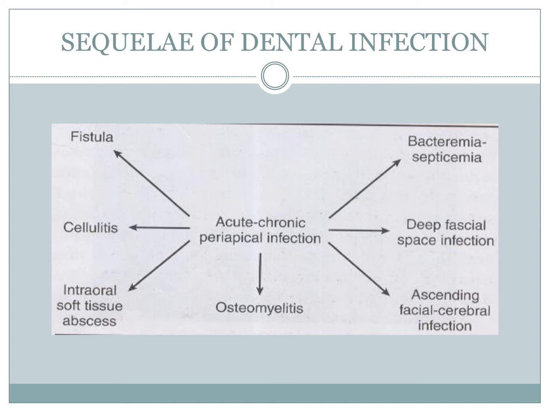So dental infection is of two types, acute and chronic infection. Acute is a sharp, shooting type of pain and chronic is a dull ache type of pain. The types of infections are fistula, cellulitis, intraoral soft tissue abscess, osteomyelitis, bacterial septicemia, deep fascial space infection, and facial space infections.